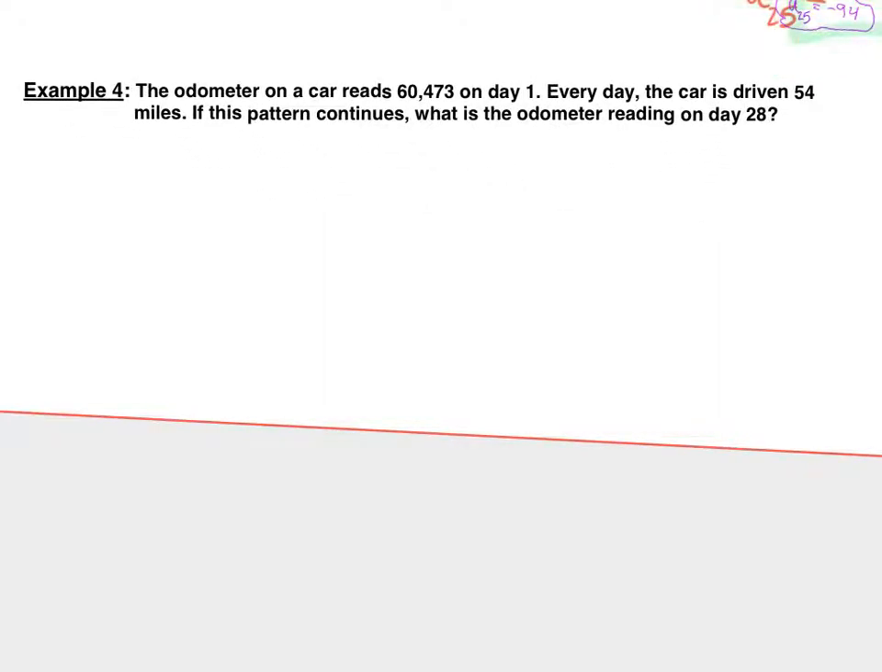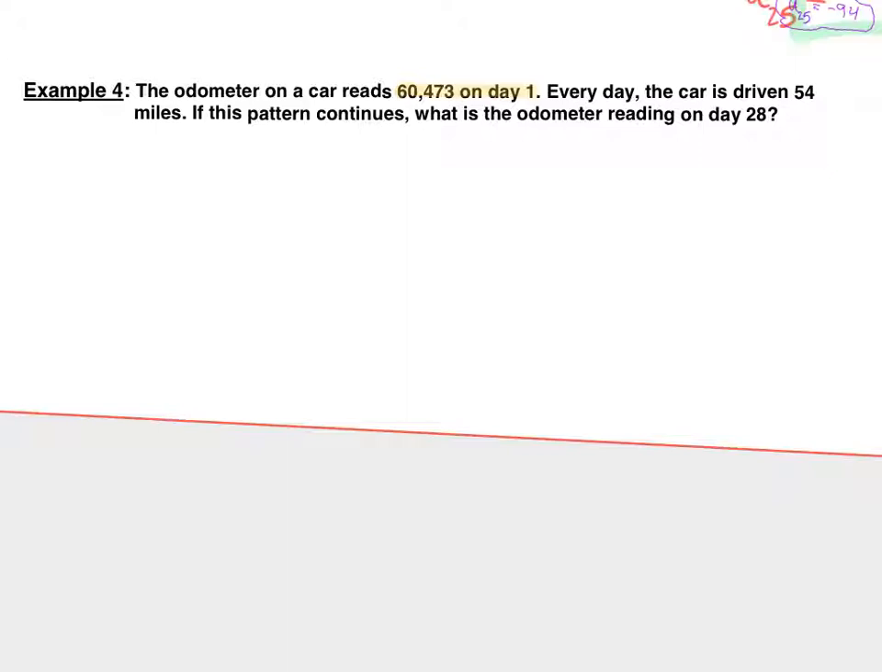Let's look at a real-world application of this arithmetic sequence. It says the odometer on a car, so that's the thing on the car that tells you how many miles you have, reads 60,473 on day 1. Every day the car is driven 54 miles. If this pattern continues, what is the odometer going to read on day 28?